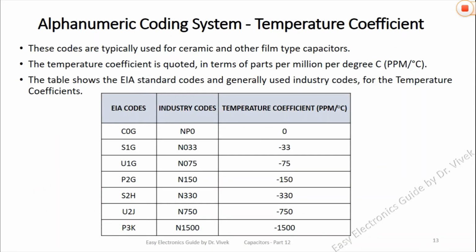The temperature coefficient is quoted in terms of parts per million per degree Celsius. The table shows the EIA standard codes and generally used industry codes for the temperature coefficient.